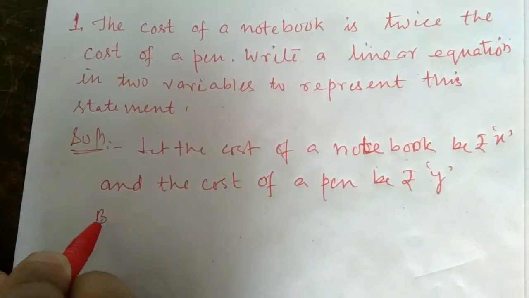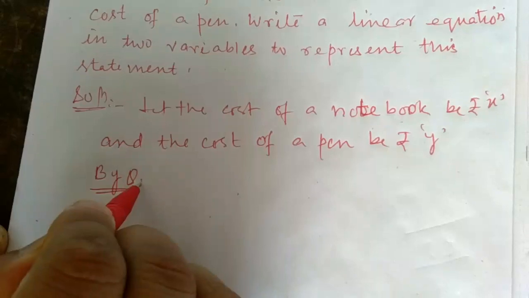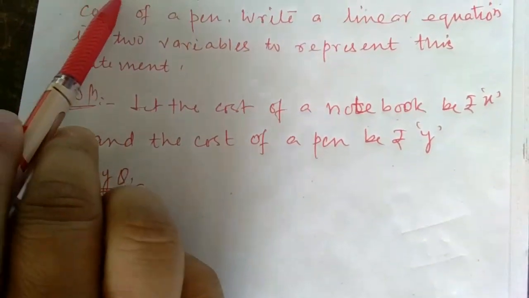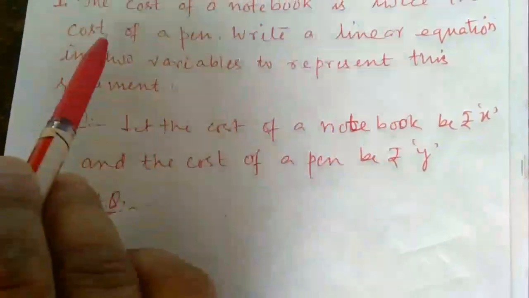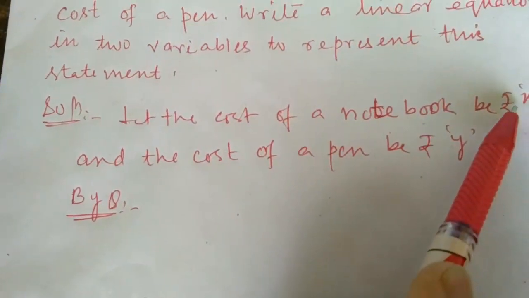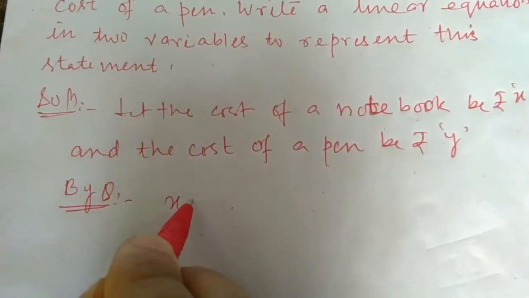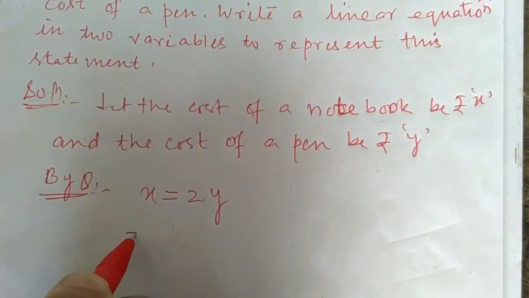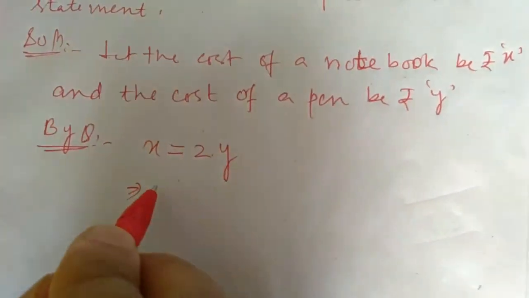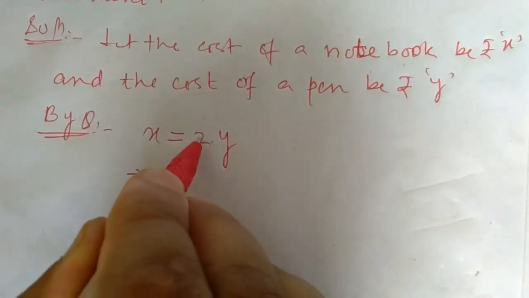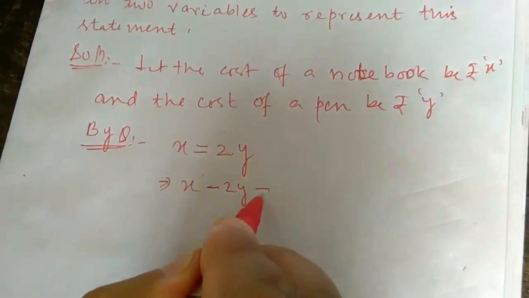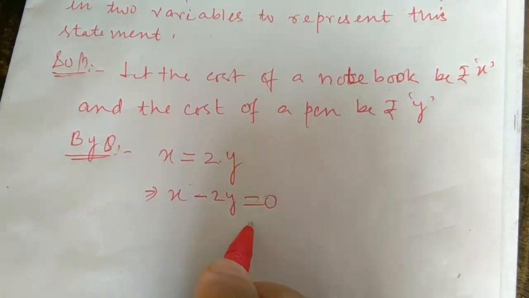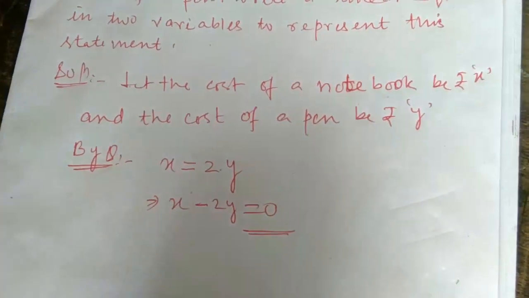Now, according to the question, it is given that the cost of a notebook is twice the cost of a pen. This is the cost of a notebook, so x equal to twice the cost of a pen. You can keep it like this, or you can bring it to the left side, where plus becomes minus: x minus 2y equal to 0. This is the linear equation in two variables.